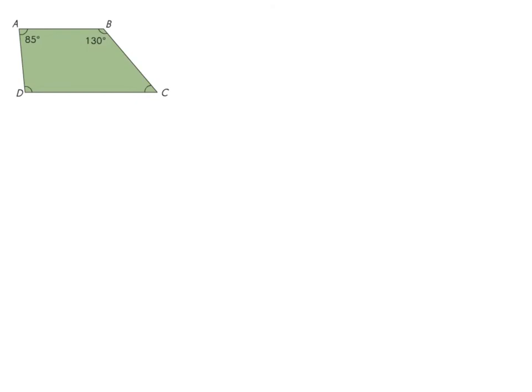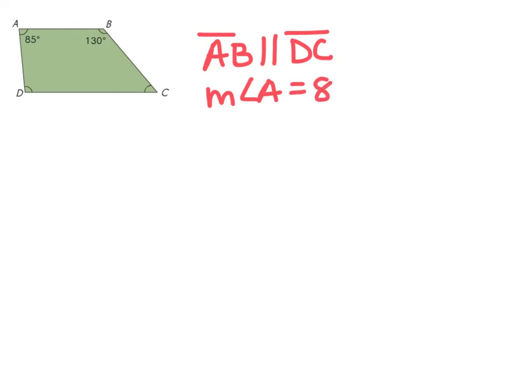The angles within a trapezoid have many similar properties as the angles within a parallelogram. One rule that is the same is that the measures of each pair of angles between the parallel sides of a trapezoid will have a sum of 180 degrees. So let's look at this trapezoid, ABCD, and find the unknown angle measures. In trapezoid ABCD, line AB is parallel to line DC. The measure of angle A equals 85 degrees, and the measure of angle B equals 130 degrees. Let's find the measures of angle C and angle D.